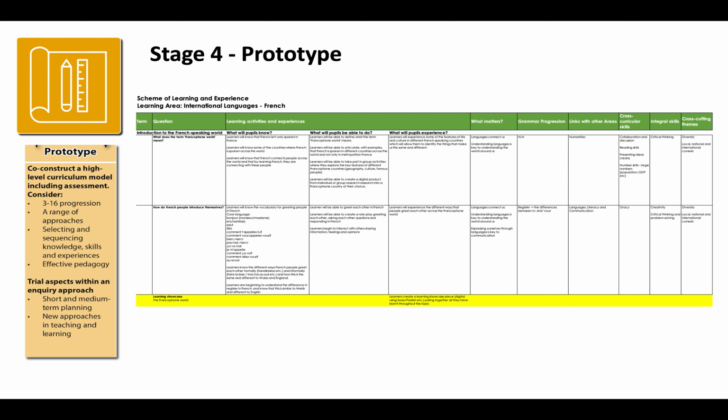Initially, you may want to start with planning a small unit of learning, for example, over a half term. So as part of the next stage of design thinking, the test stage, you can review its impact as you evaluate and refine your approach.